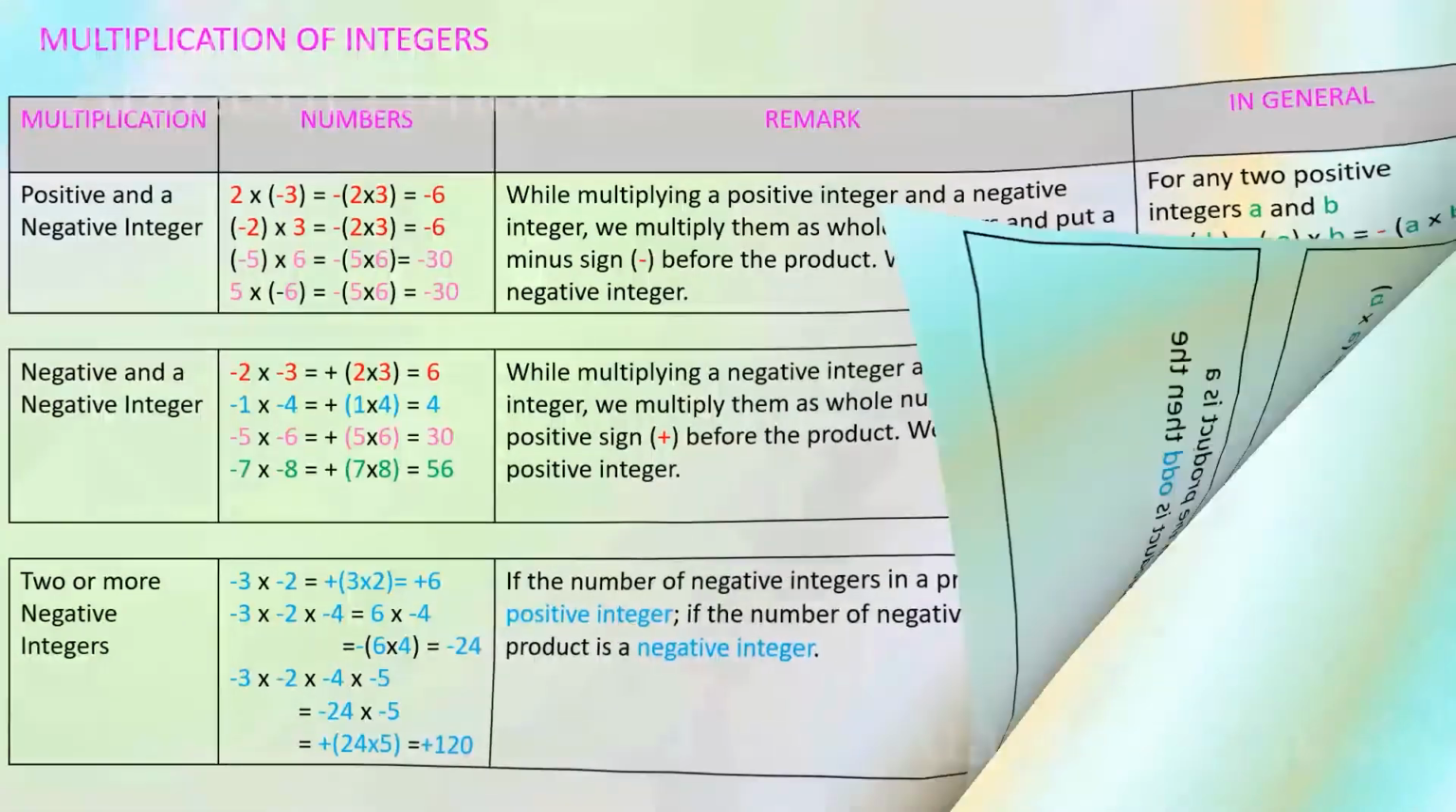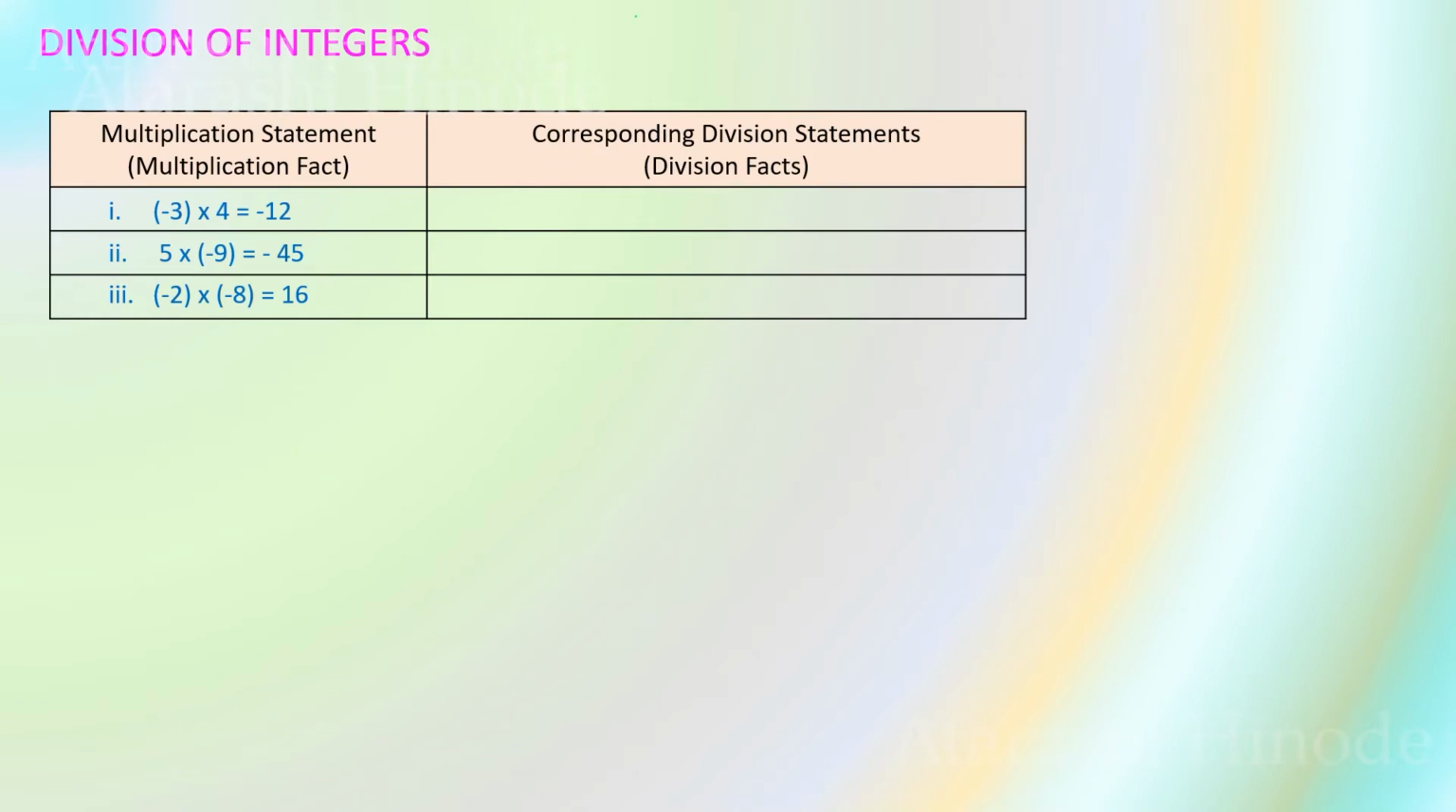Next, division of integers. Here you can see some multiplication facts, and you know how to write the division facts. These are the division facts for the first one. When we divide minus 12 by 4, we get the quotient as minus 3. And when we divide minus 12 by minus 3, then we get the quotient 4.